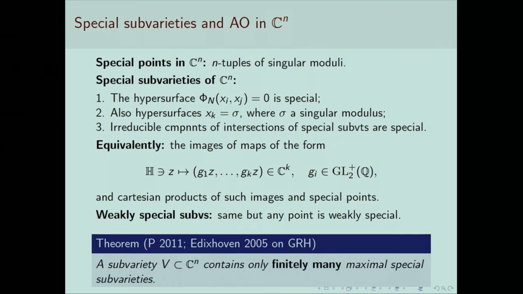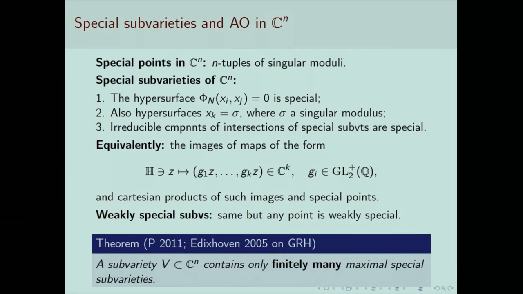Another way, I mean, it's equivalent to saying the following, that the images of maps, so you take z in the upper half plane, maps to its image under some number of GL2Q matrices, that gives you a curve in C to the k. Well, it gives you a curve in H to the k, sorry. Then you apply the j function, and then you're in C to the k. That curve is special, and you can take Cartesian products of such things and special points.